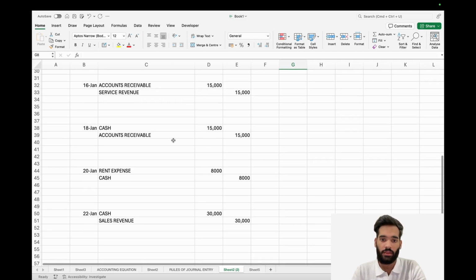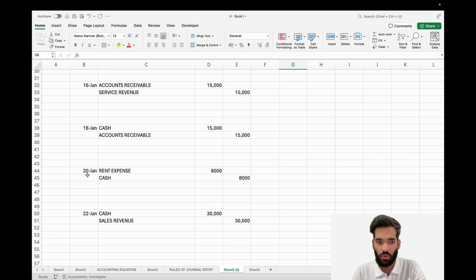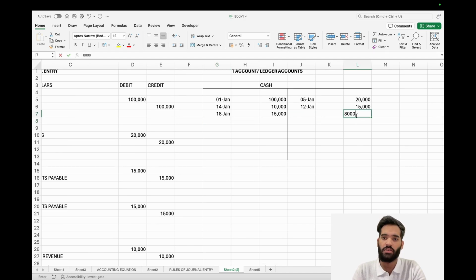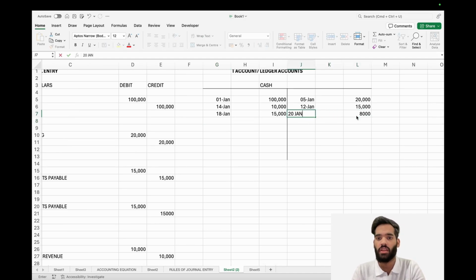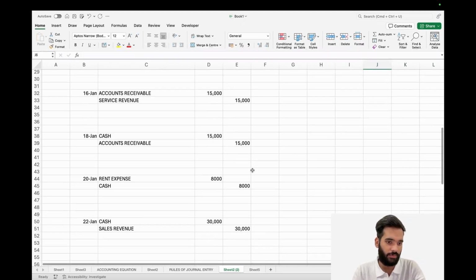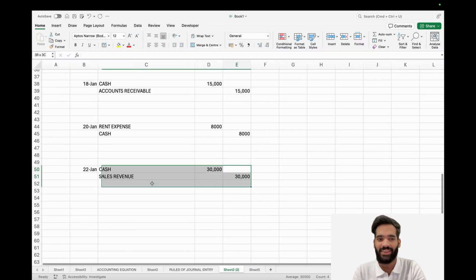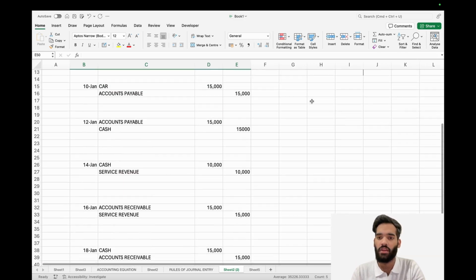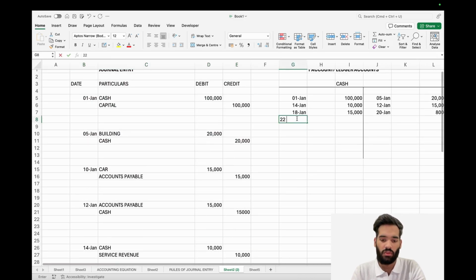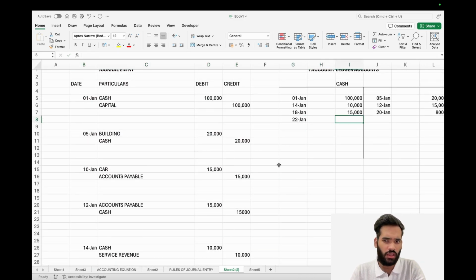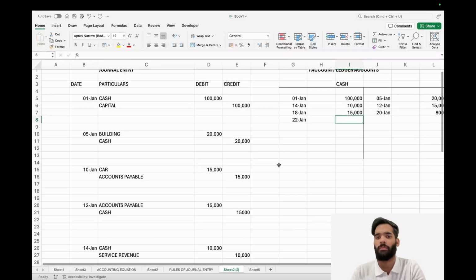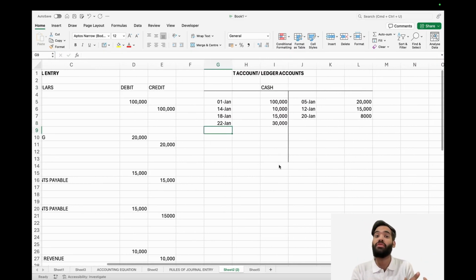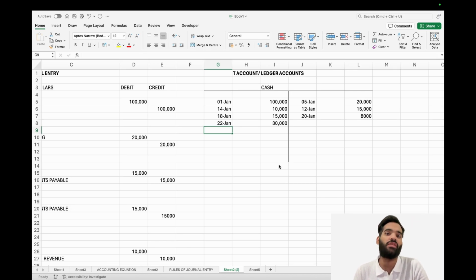All right. Then we have a cash credit on 20th of January. So let's do that. So 8,000 cash credit on 20th of January. Awesome. And now we have the final one. The cash is on the debit side on the 22nd of January. So we can write 22nd of January. I think it was, how much was? 30,000. Okay, $30,000.